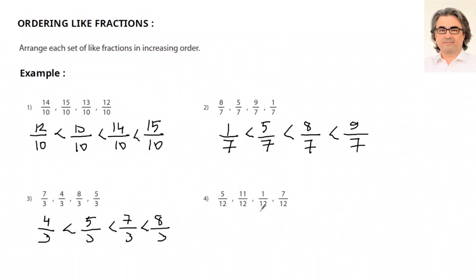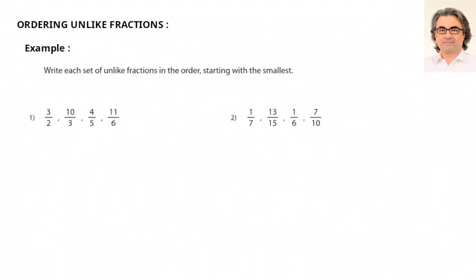Denominators are equal to each other again, 12. Which is the smallest? 1 over 12, less than, after 1, 5 comes, 5 over 12. After that, 7 over 12. And after that, the last one, the biggest one, 11 over 12. That's very easy, I think. Now let's continue with the next one.